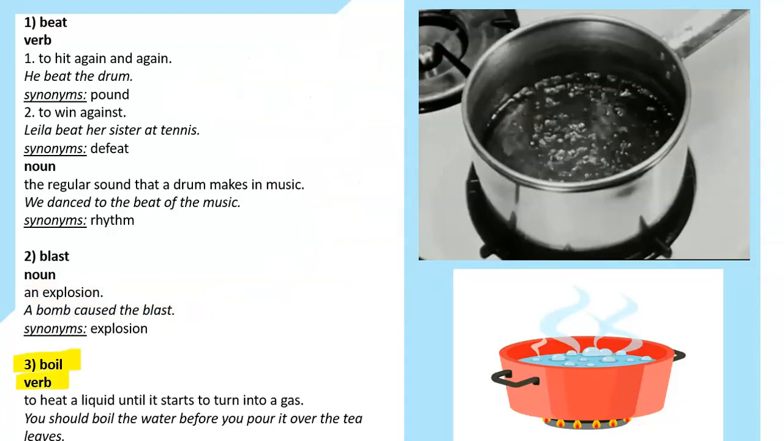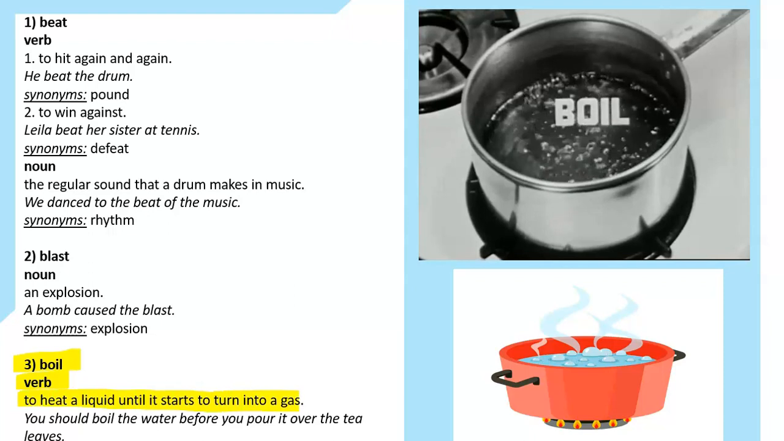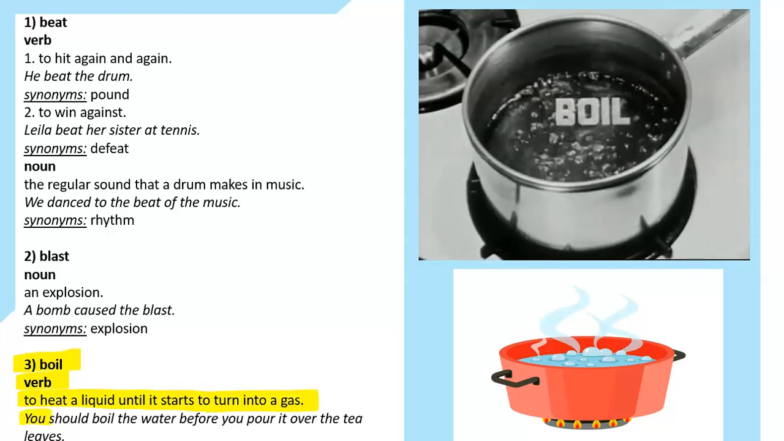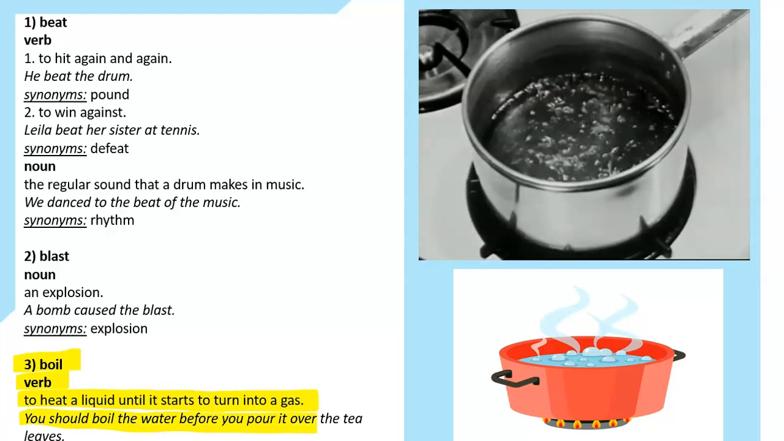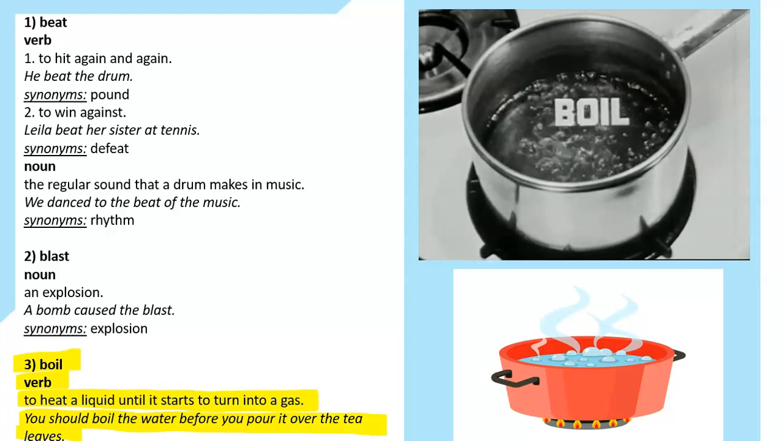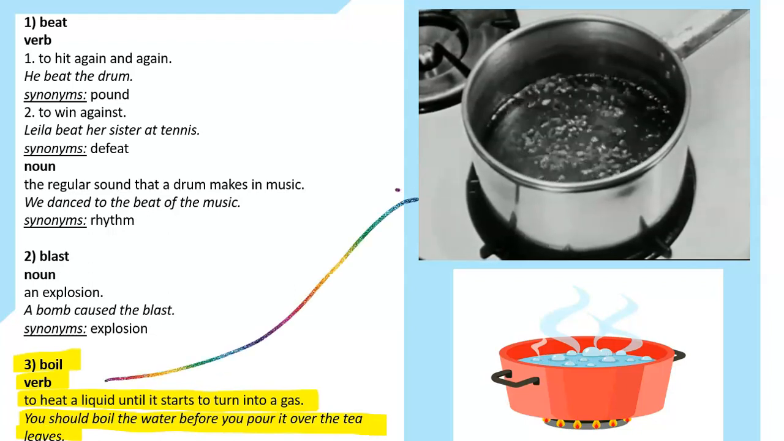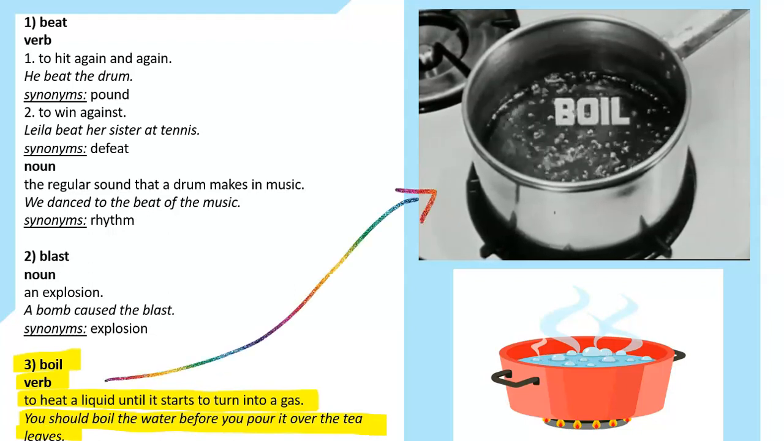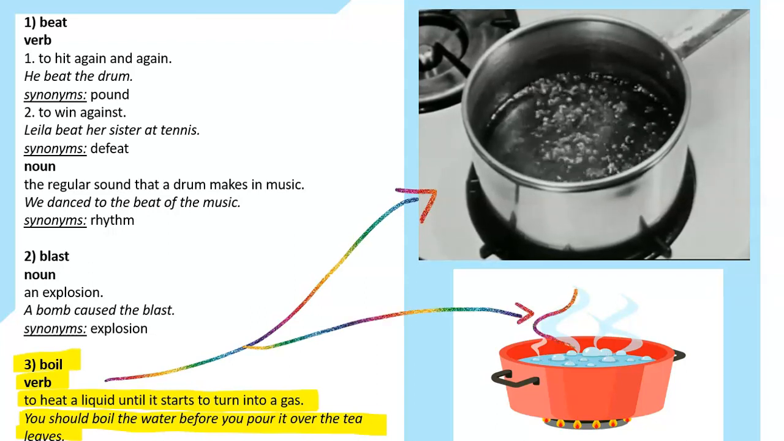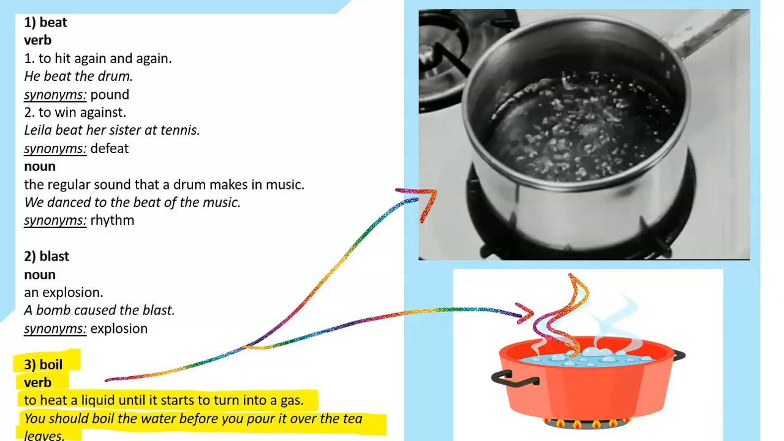Our next word is boil. Boil is a verb and it means to heat a liquid until it starts to turn into a gas. For example, you should boil the water before you pour it over the tea leaves. This is what boiling water looks like. There's many bubbles and after some time, it will start to turn into a gas. This is what a gas looks like.